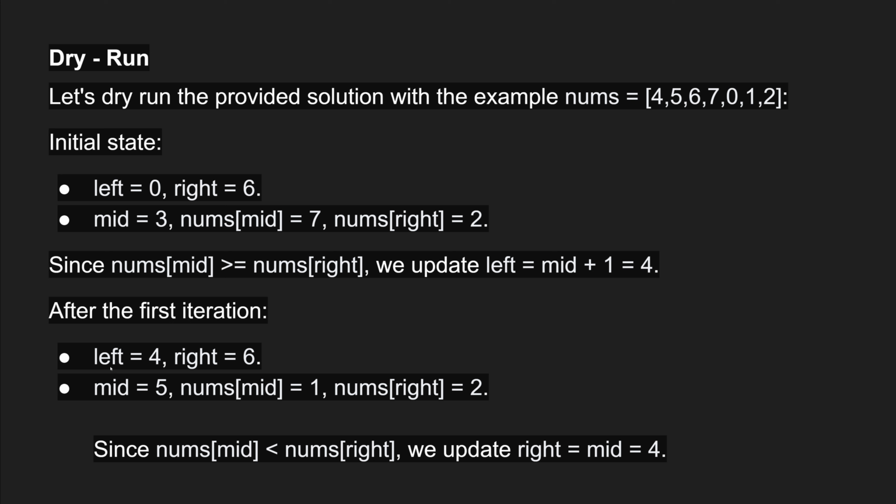Now we have left equal to 4, right equal to 6, and we calculate the mid value, which is 5. Nums at index 5 is equal to 1, and nums at right is equal to 2. If we compare these two values, nums of mid is less than nums of right, so that means the lower values are towards the index mid. So we update right equal to mid, which is 4.